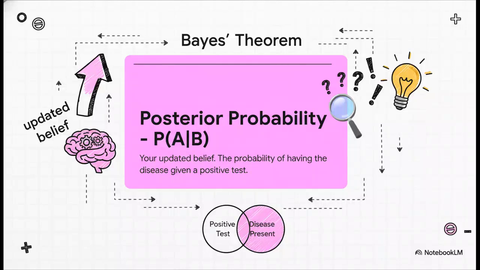And finally, this is what it's all about, the posterior probability, P of A given B. This is the big reveal. It's our updated belief, the actual probability that we have the disease given that positive test result. This is the number we've been working towards.